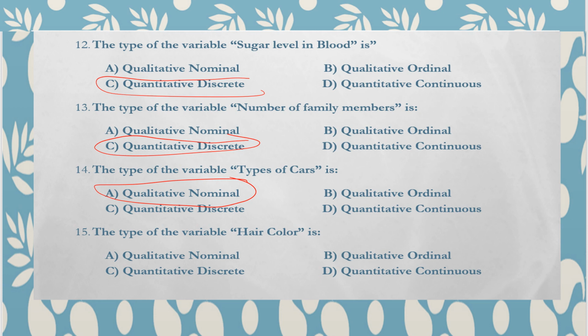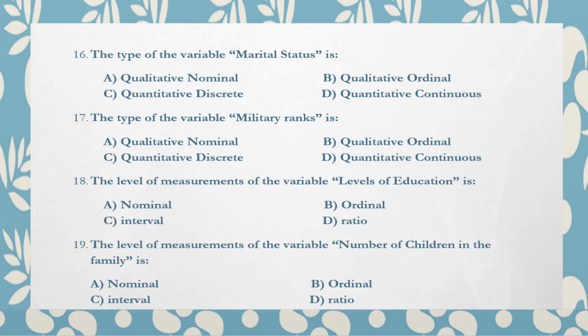The type of the variable hair color. Hair color is non-numeric and categorical data and cannot be arranged. So it's a qualitative nominal data.